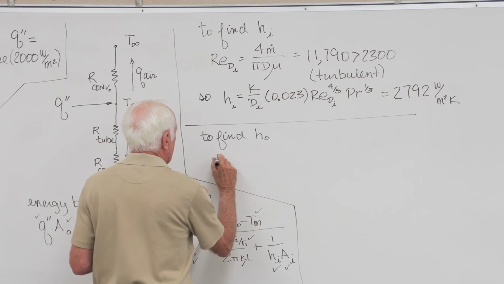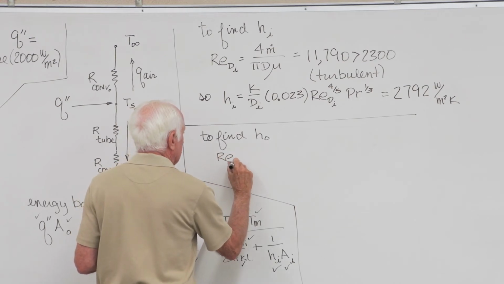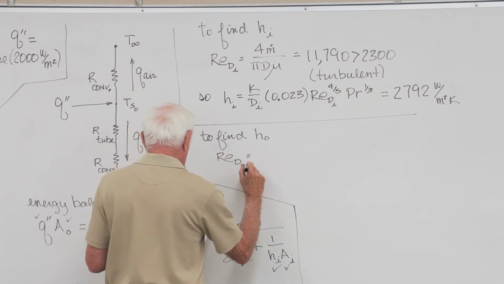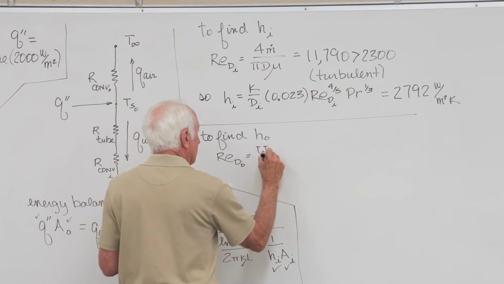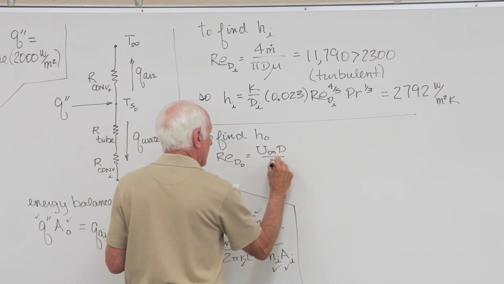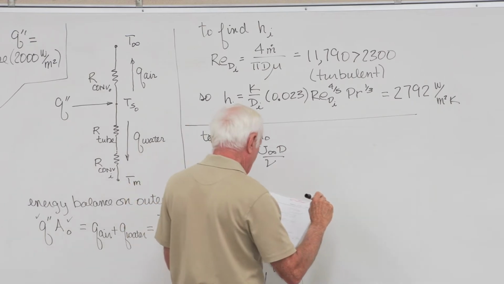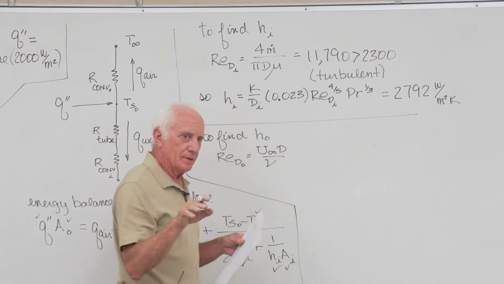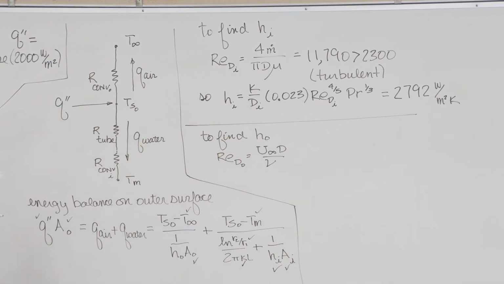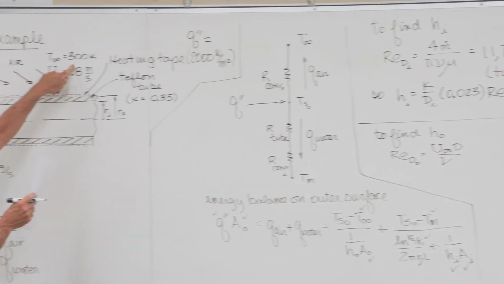Reynolds number, D outside, U infinity D over nu. Properties of air. At what temperature? 300, back of the book.